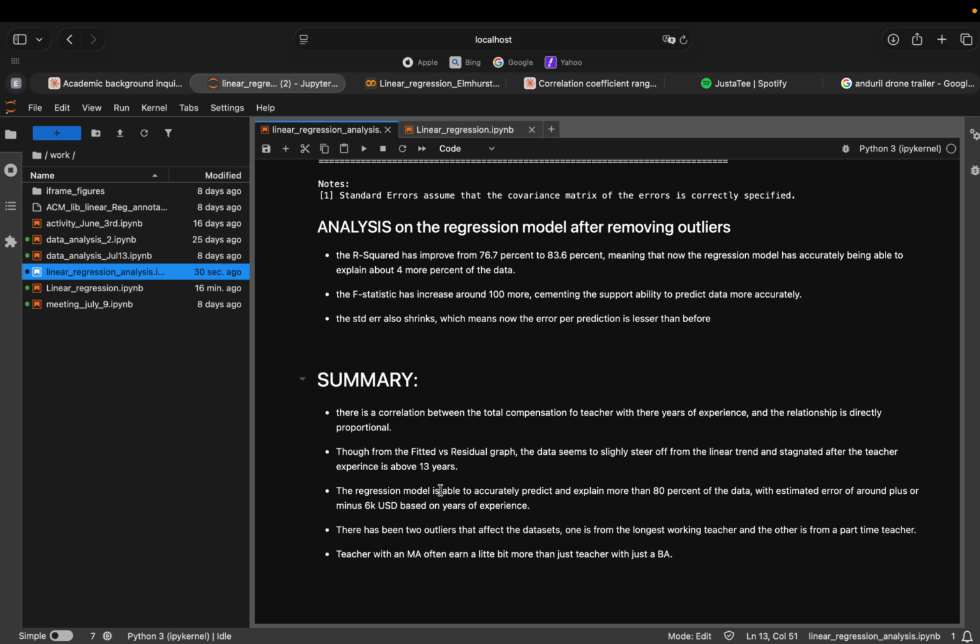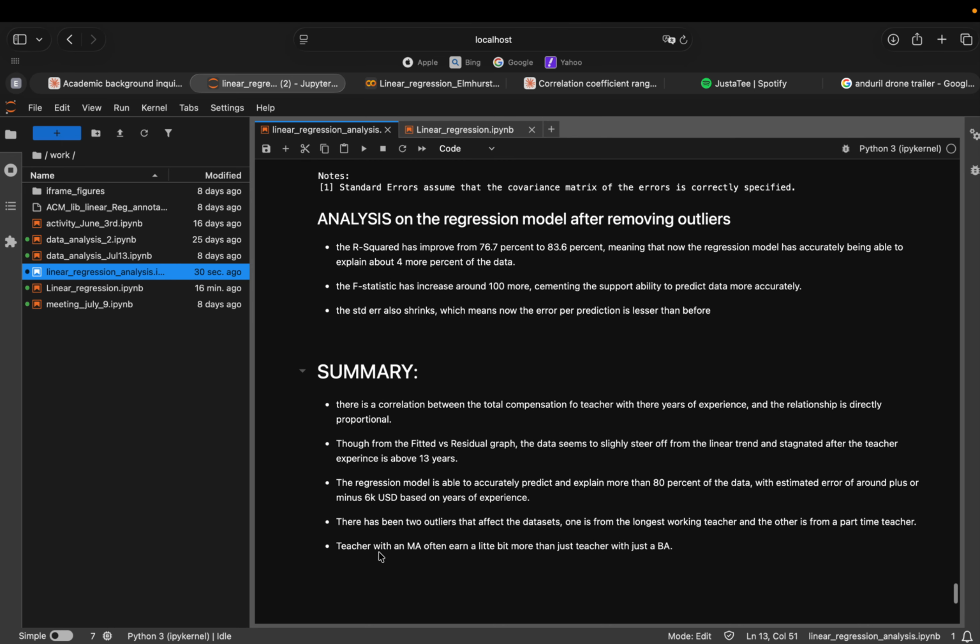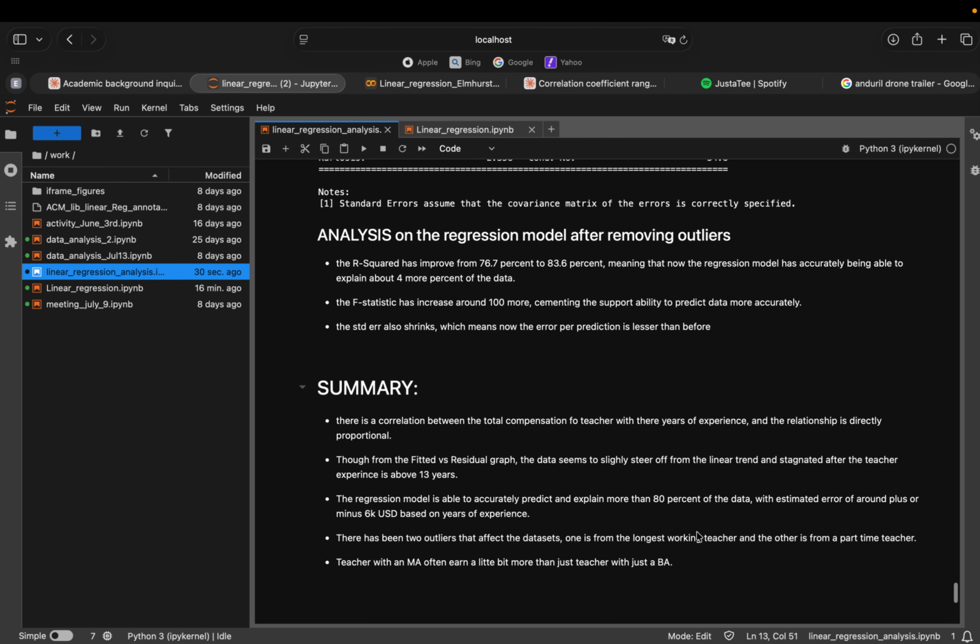The regression model that I made is able to accurately predict more than 80% of the data with an estimated error of around 6,000 USD. And then there are also two outliers that affect the data set, which are the longest working person and the part-time person. And then also teachers with an MA often earn a little bit more than teachers with just a BA. So yeah, that's my analysis.